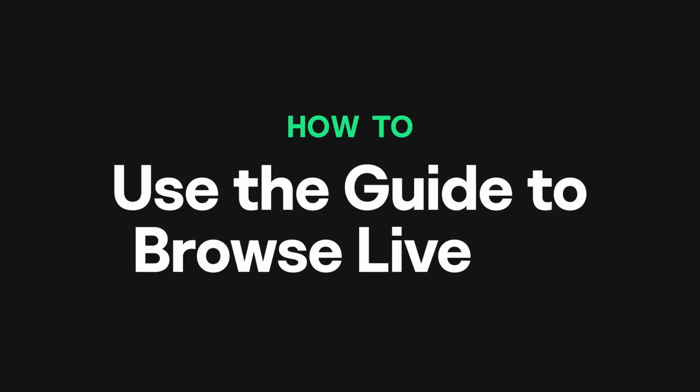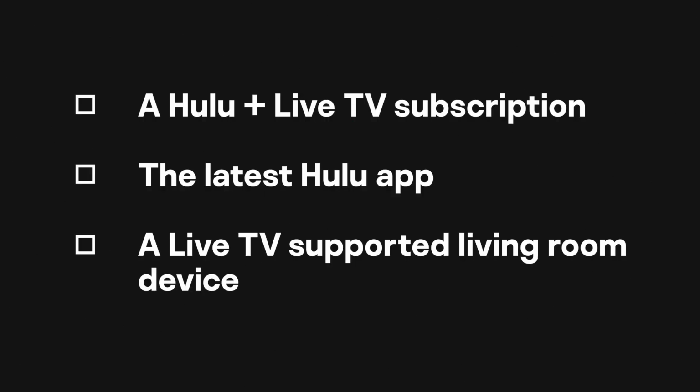In this video, you'll learn how to use the guide on your Hulu + Live TV supported living room devices to browse what's available on Live TV now and later. To use the guide to browse Live TV, you'll need a Hulu + Live TV subscription and the latest Hulu app installed on a Live TV supported living room device.